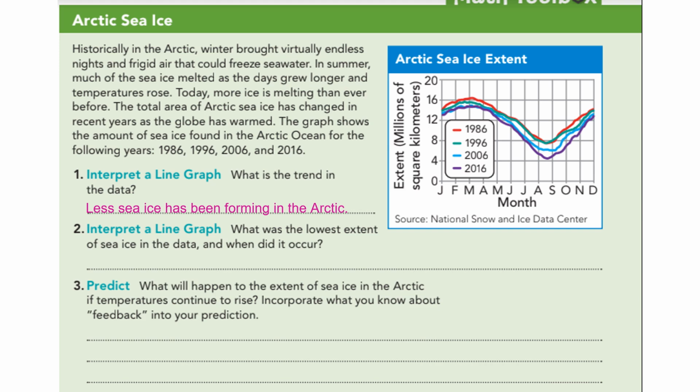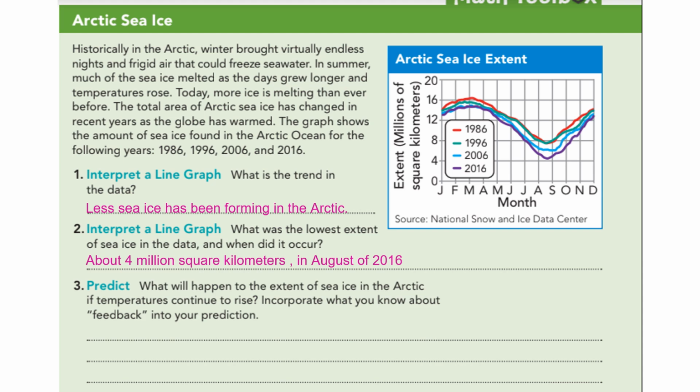The total area of Arctic sea ice has changed in recent years as the globe has warmed. The graph shows the amount of sea ice found in the Arctic Ocean from the following years: 1986, 1996, 2006, and 2016. What is the trend in the data? So less sea ice has been forming in the Arctic, so we can see how it decreases with each 10-year period. Then, what was the lowest extent of sea ice in the data, and when did it occur? So that was about 4 million square kilometers in August of 2016.